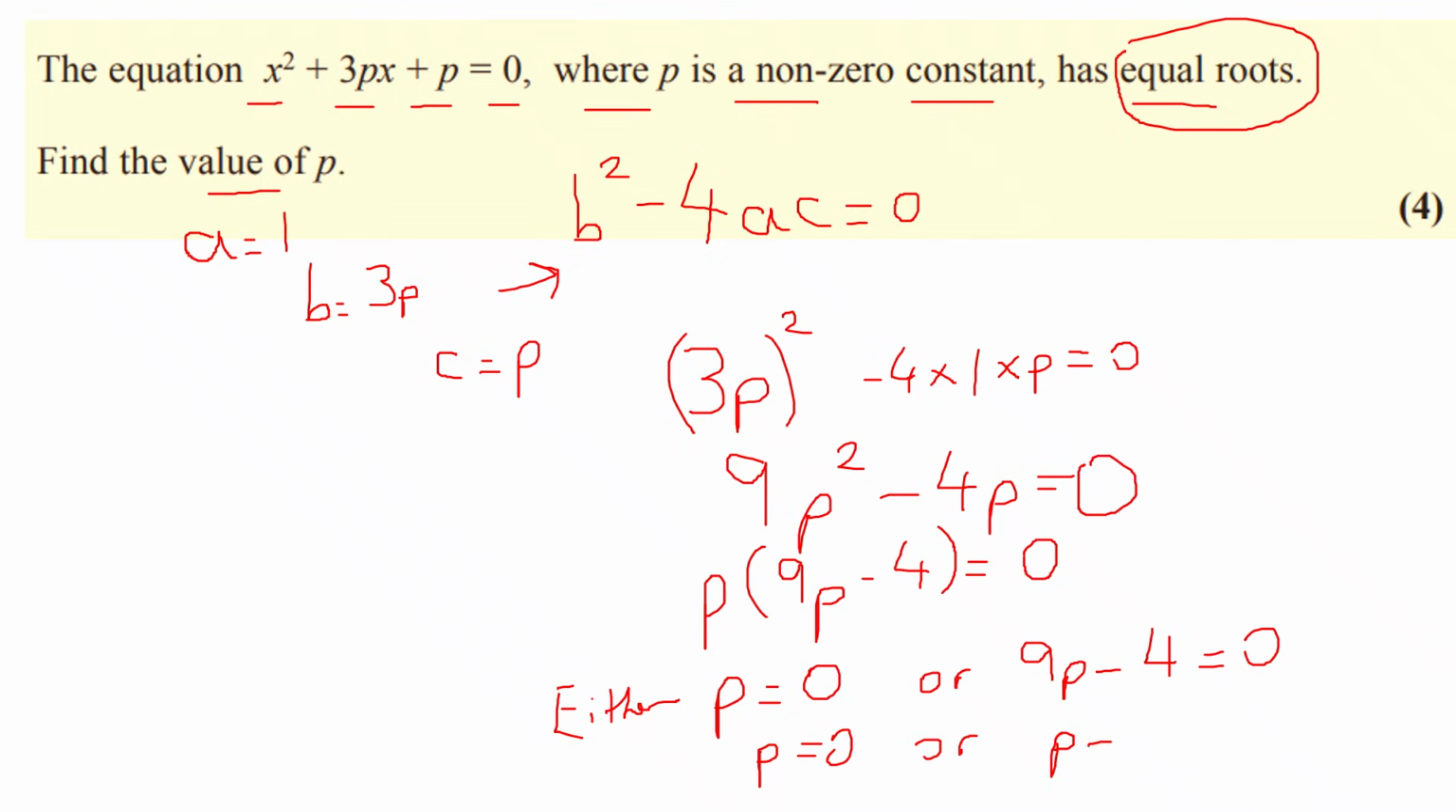Solving each equation separately, p is equal to 0 or p is equal to 4/9. Adding 4 to both sides and then dividing through by 9, so we get 4 over 9, or 4/9.